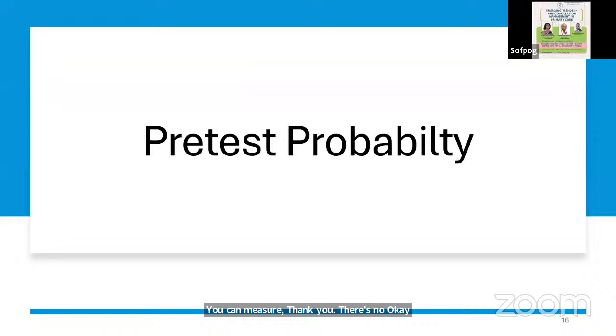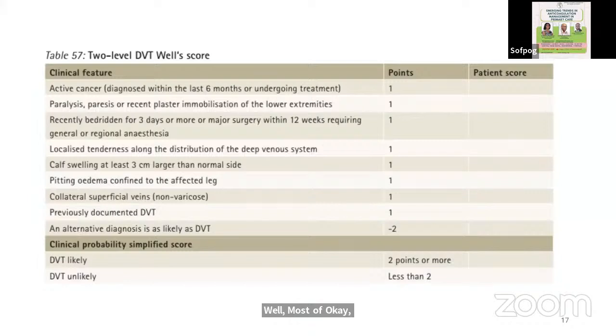So the pre-test probability is most often scored with the Wells score. Sometimes we modify those. I have a long way to go, so I'll just show this and I'll move on. These are the characteristics that we determine, and then at the end of the day, whether it is likely or not.